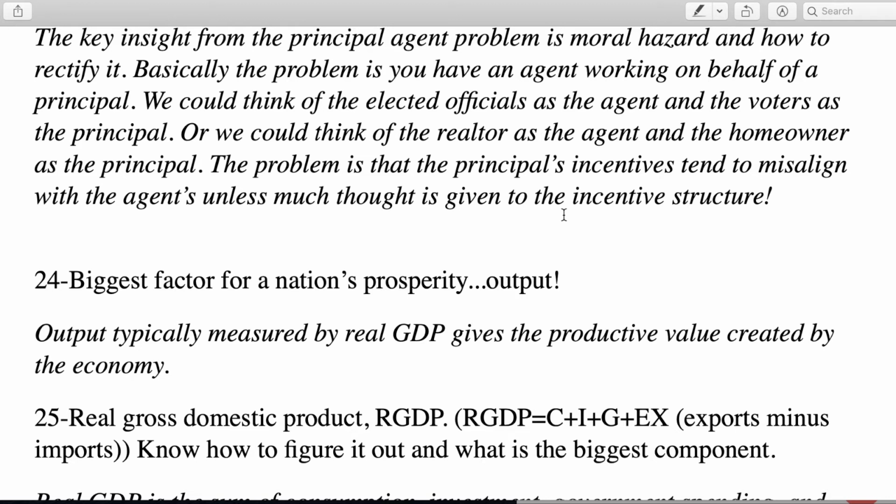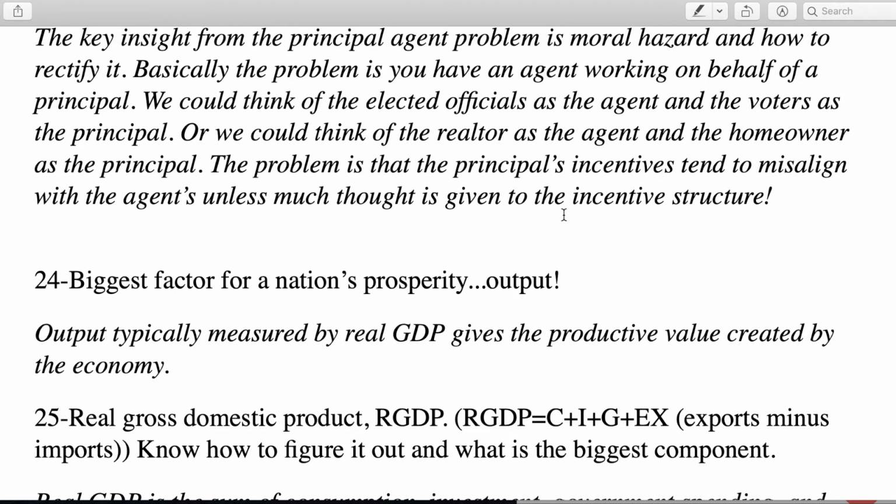And the problem is their incentives might be completely different, right? So you could think of elected officials as the agent. You could think of voters as the principal, right? So voters hire the agent, hire the elected official to act on their behalf, but the elected official might act on their own interests, right? There might be an incentive incompatibility problem.